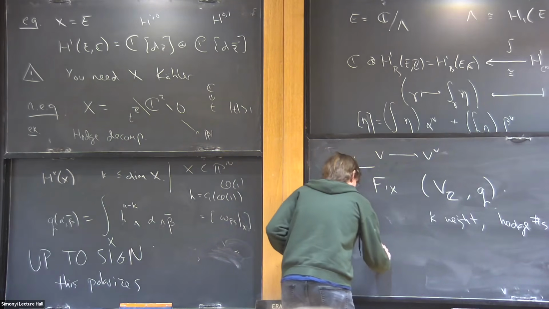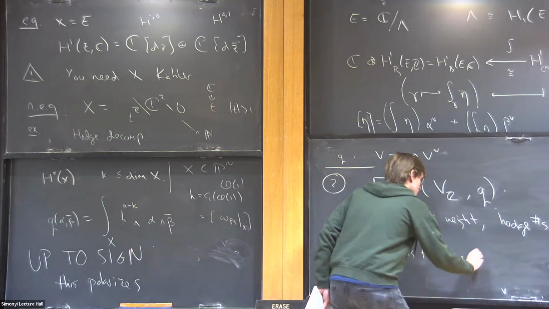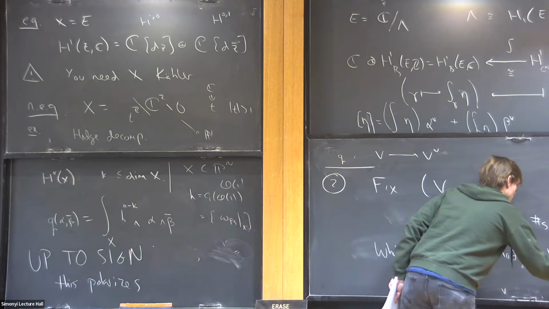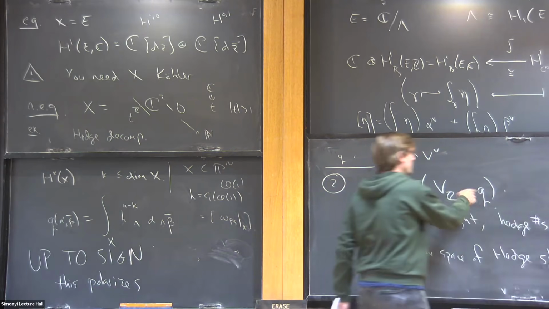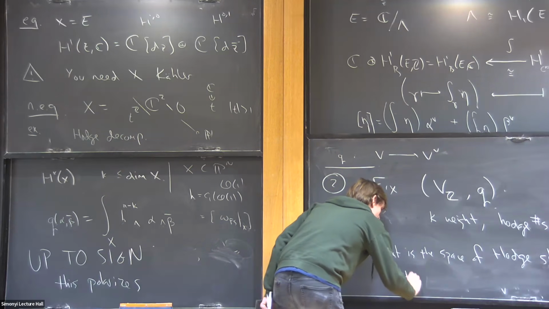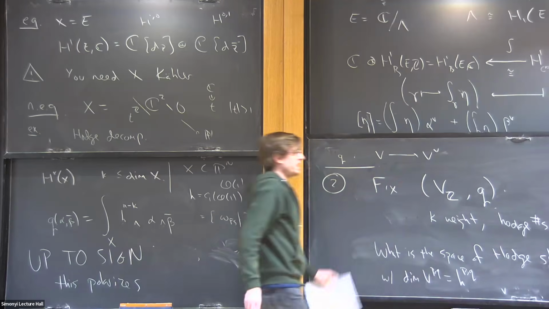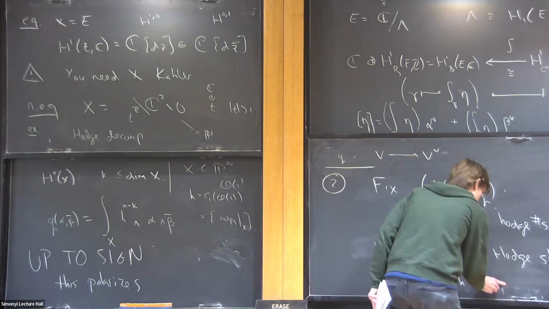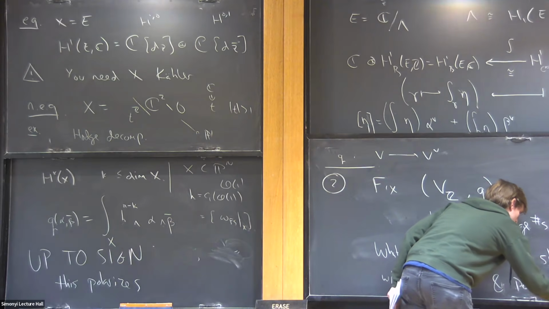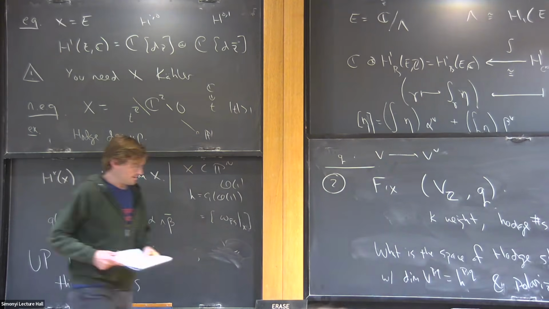Okay, so what is the space of Hodge structures V on this fixed lattice, with dimension of V^{p,q} equal to h^{p,q}, and which are polarized by Q? Question. Okay, great.